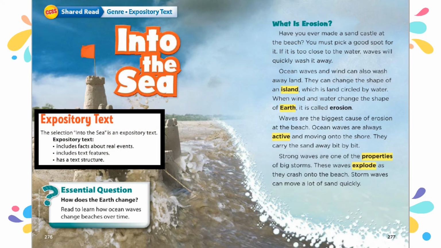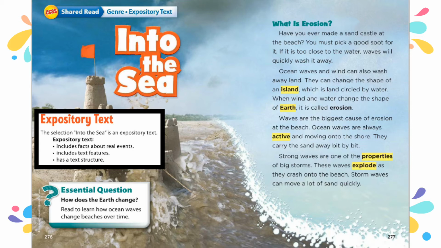Hi everyone! You know that we learned the vocabulary words, and after we learn some new vocabulary words, we have to now read the story, which includes these new vocabulary words. And the story this week is Into the Sea. All right? This is an expository text, as you know. The selection Into the Sea is an expository text.